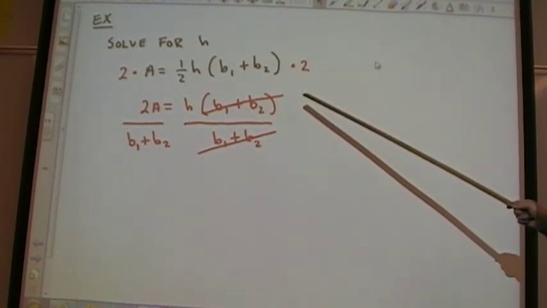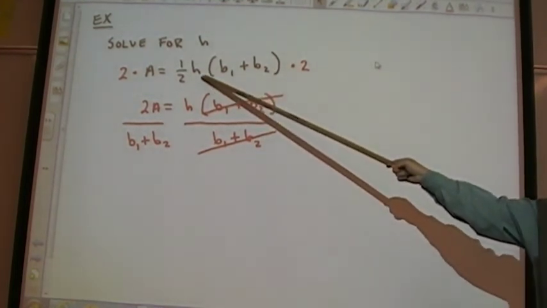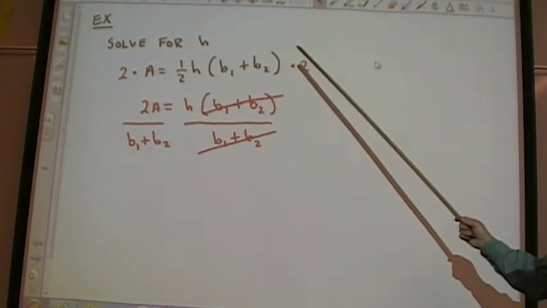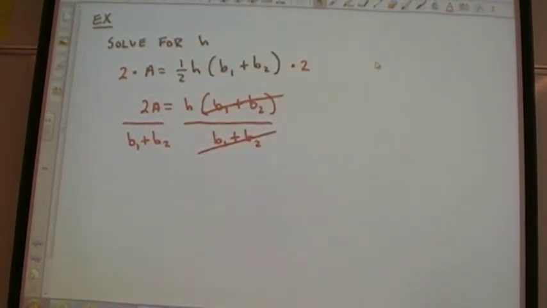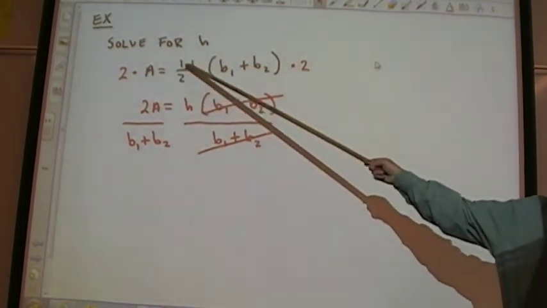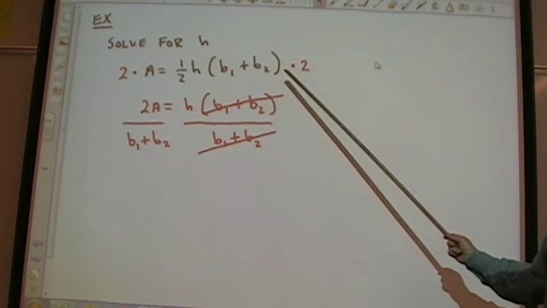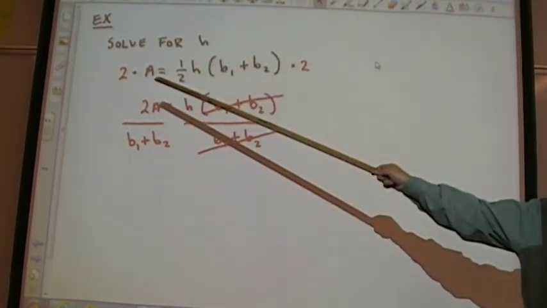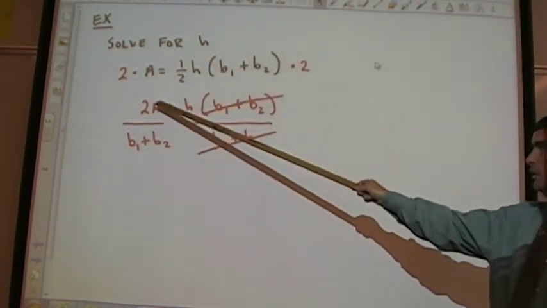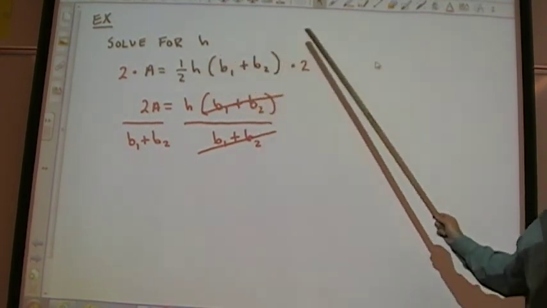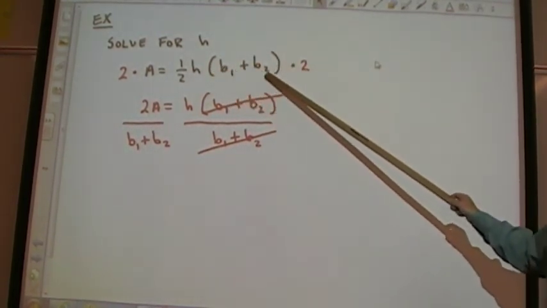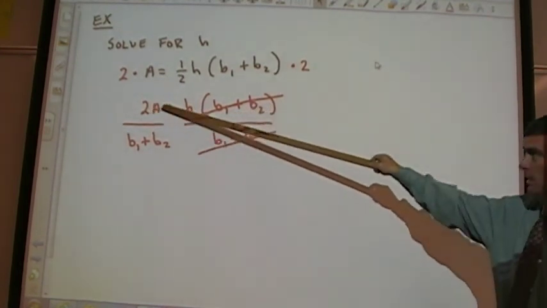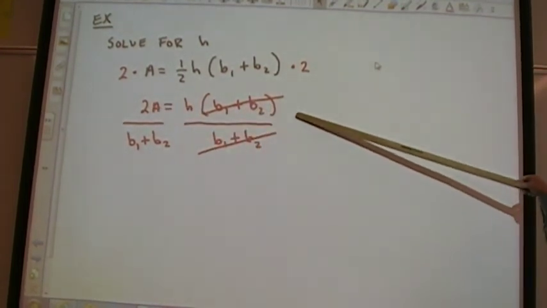So what I do here, if I'm solving for H, I have to get H by itself on the right-hand side. That means I have to get everything else to the other side. Easiest thing to start with is to get rid of this fraction, 1/2. How do you do that? Multiply both sides by 2. So that's where I get the 2a from. And over here, the 1/2 and the 2 just divide out. So you're left with H times B1 plus B2. So this line is where I ended up next.